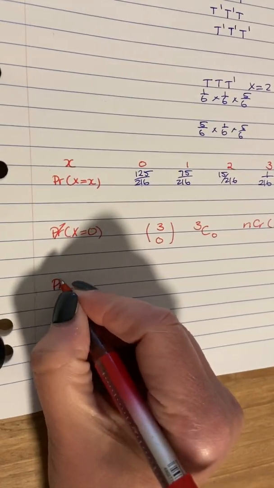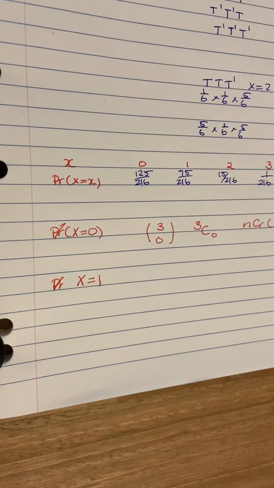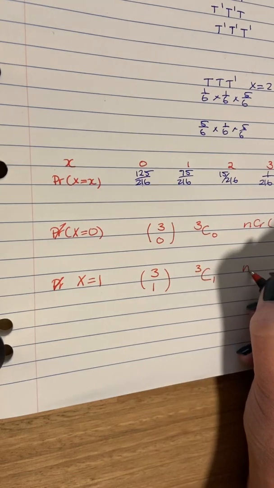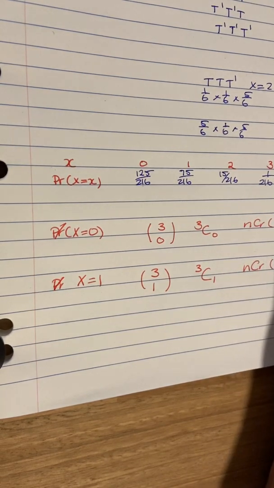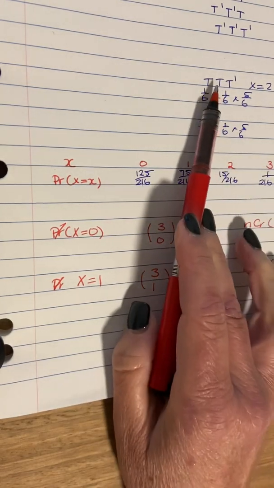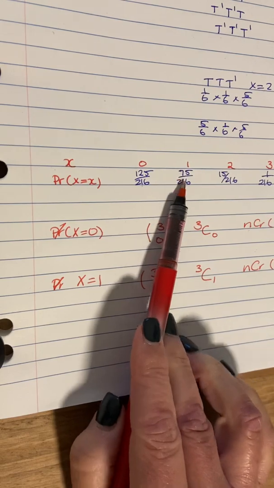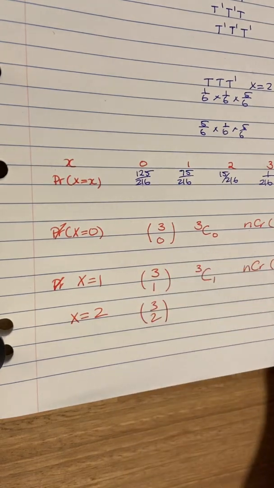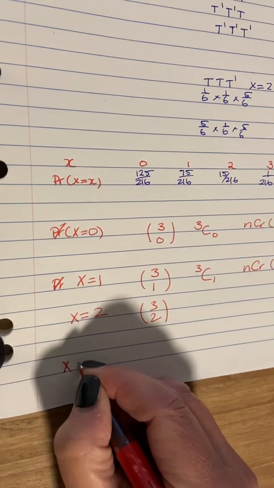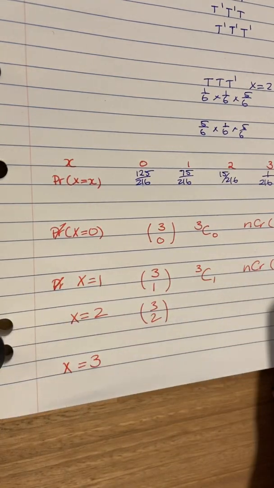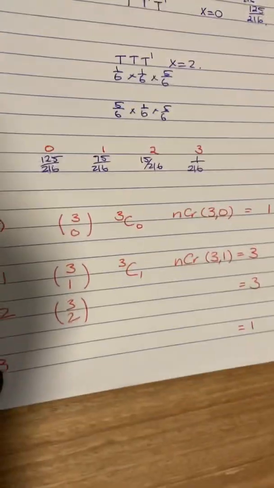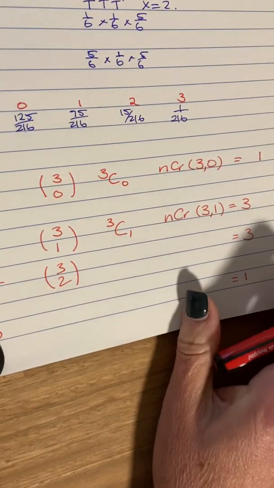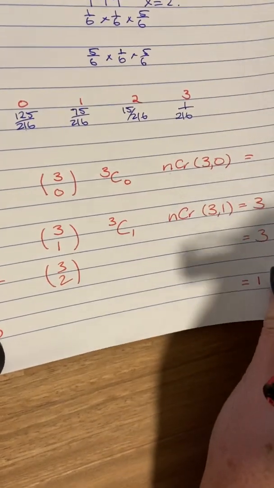What about how many ways there are of getting x equals 1? 3 choose 1, or 3C1 on our calculator, nCr 3, 1, and it gives us 3. Obviously it does, because when we worked it out there were 3 different ways. That's why it was 25 over 216 and we had 3 of them. So let's have a guess: if it was x equals 2, 3 choose 2? Yep, you guessed it, it's 3. What about how many ways can you choose 3? Well, there's only one way. So that's equal to 1. So that's how we can find out how many ways we can choose those by using the combinations that we did yesterday.